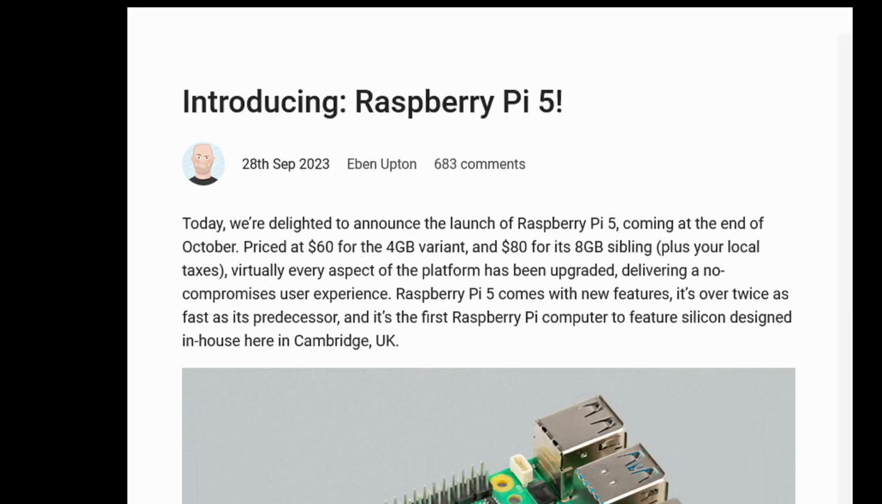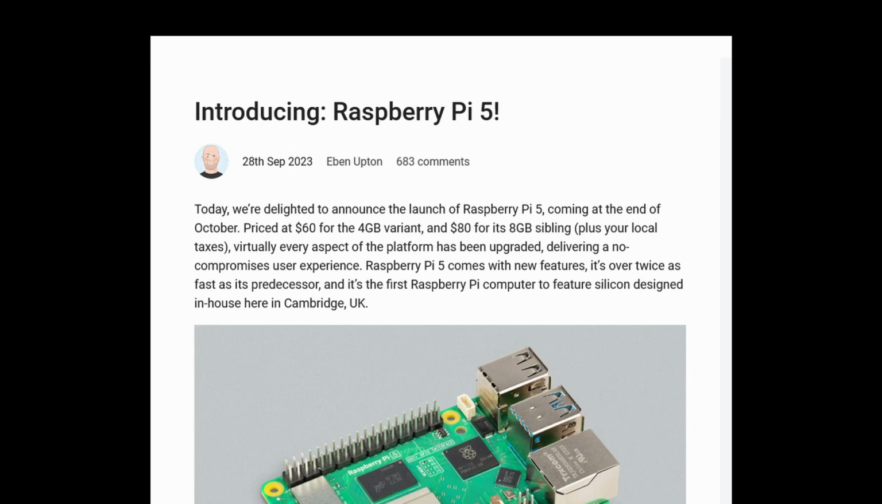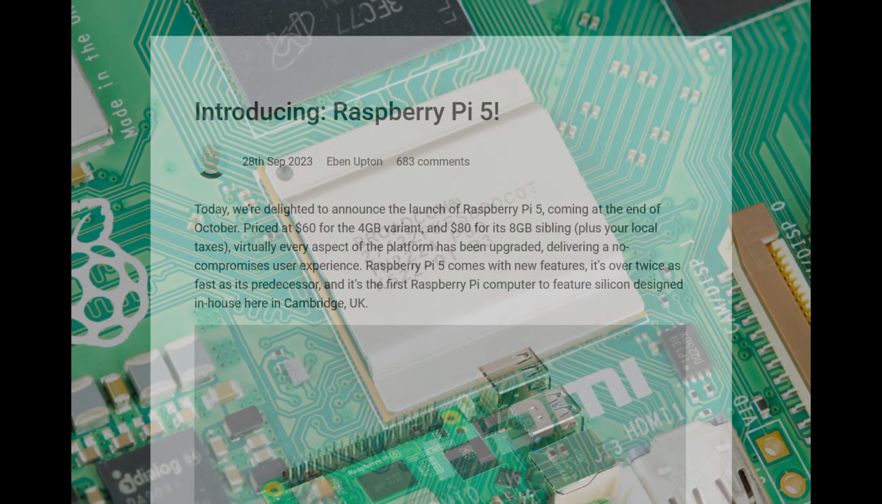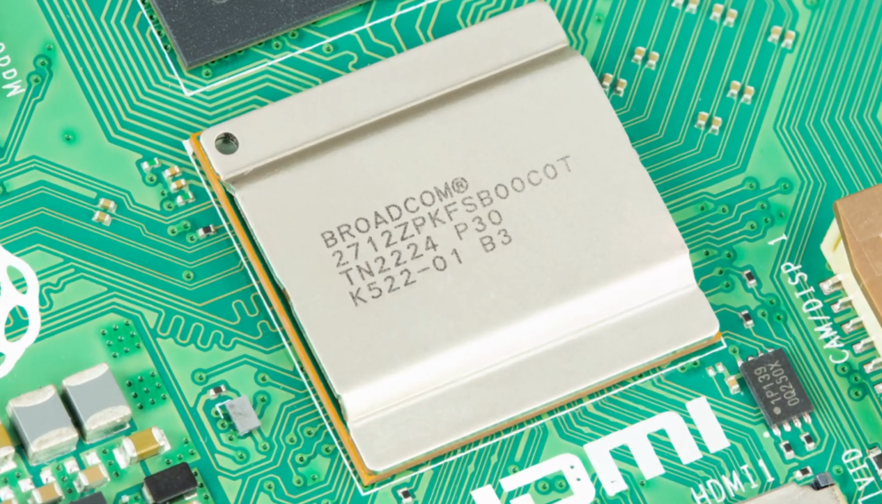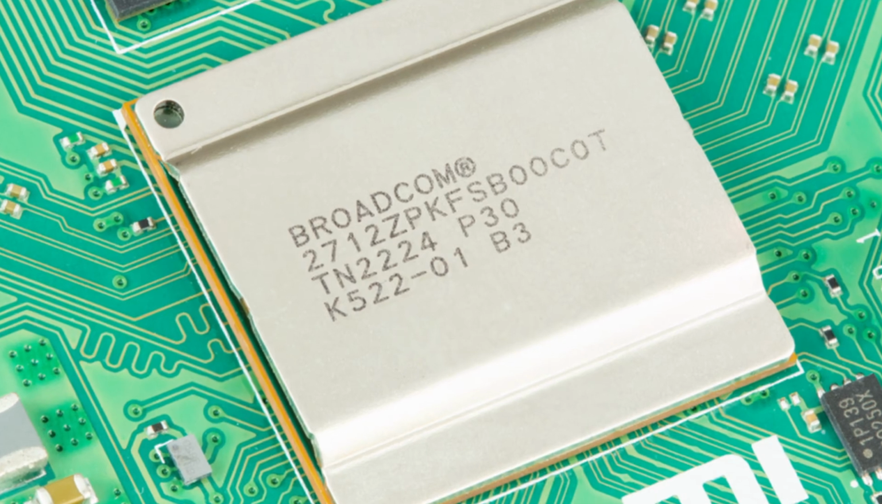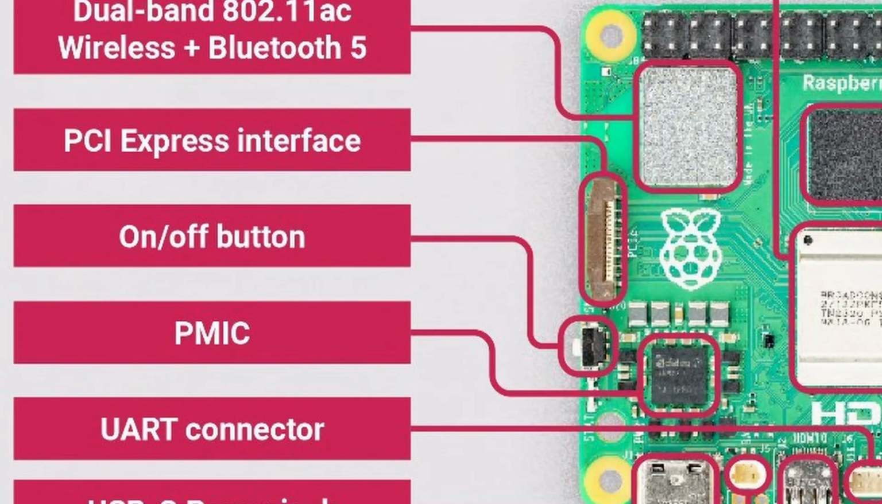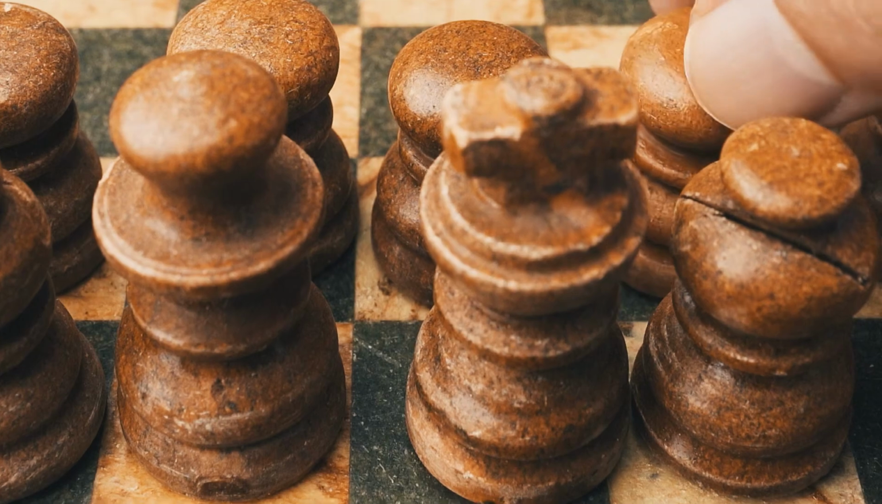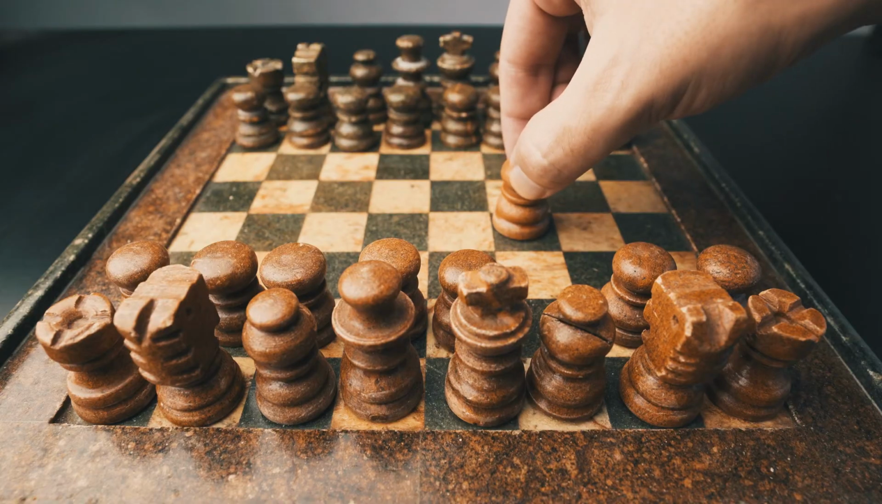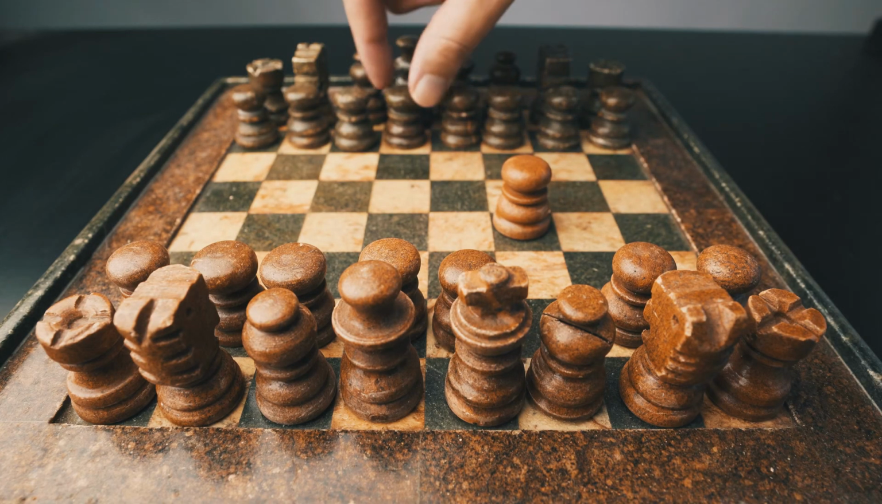In September 2023, the Raspberry Pi 5 was announced, boasting a 2.4 GHz quad-core ARM Cortex A76 CPU, a VideoCore 7 GPU, and a new PCIe 2.0 interface. This launch was a critical step in maintaining the Pi's appeal amidst increasing competition.